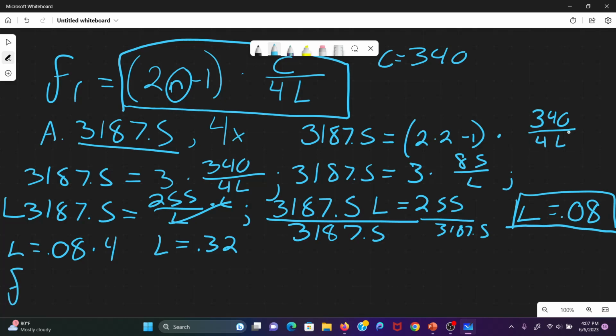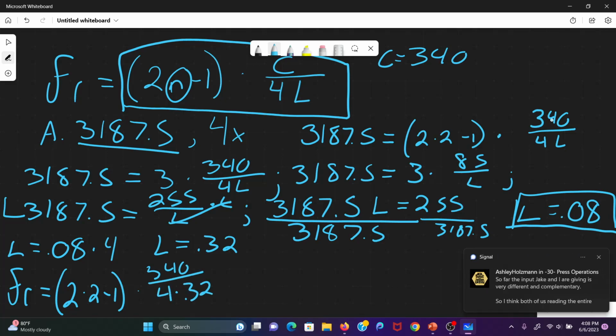So we're going to do exactly what we did before. We're going to say FR equals, because we don't know the new second resonant frequency yet, but we do know that it is the second resonant frequency. So we're going to put 2 times 2 minus 1 multiplied by 340 over 4 times 0.32.